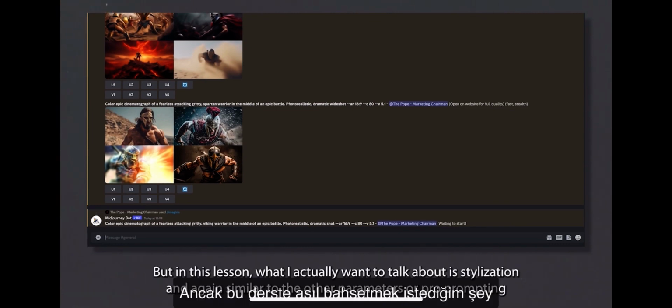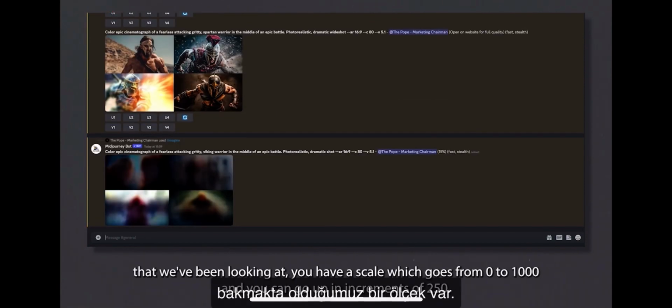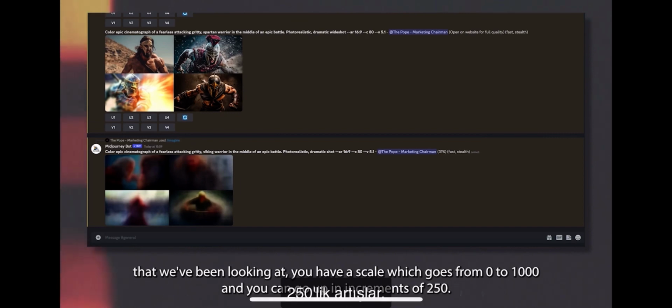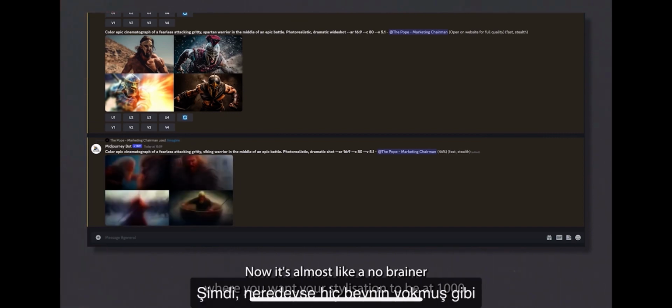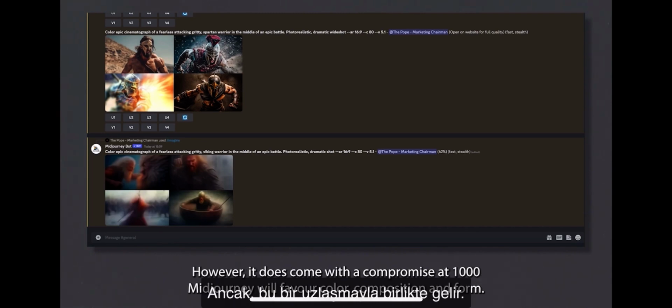But in this lesson, what I actually want to talk about is stylization. And again, similar to the other parameters we've been looking at, you have a scale which goes from 0 to 1000, and you can go up in increments of 250. Now, it's almost like a no-brainer where you want your stylization to be at 1000. However, it does come with a compromise.